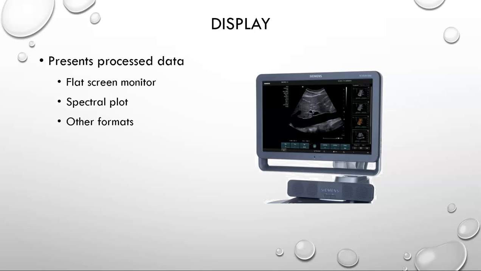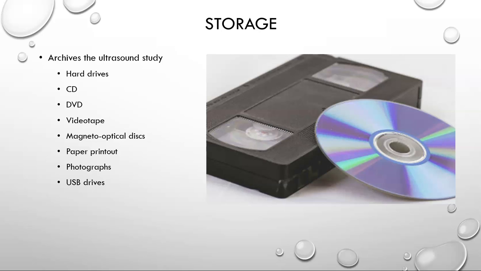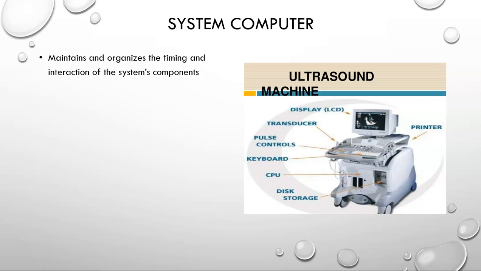After we display it, we need to store it somehow. And so storage is what archives the ultrasound study and keeps a record of what we've done for the day. There's various types of storage: hard drives, also CDs, DVDs, videotape. Less useful nowadays is the magneto-optical discs, paper printout, photographs, or even sticking it on a USB drive. Those aren't typically done in the normal workflow. Normal workflow, we just send it to the hard drive, and from there it goes off to PACS. We'll talk about PACS in a minute.